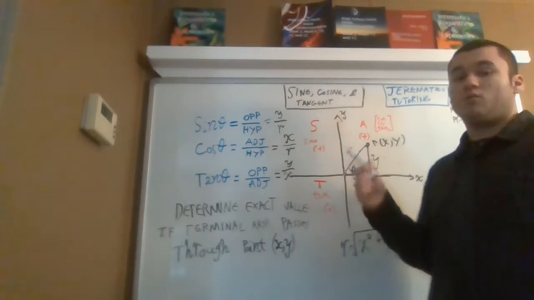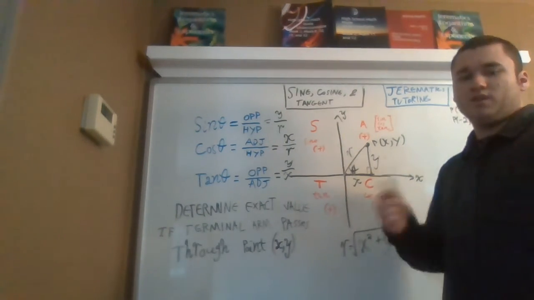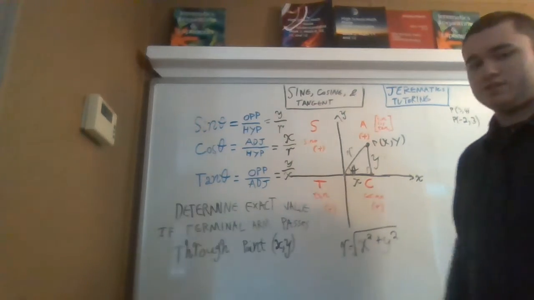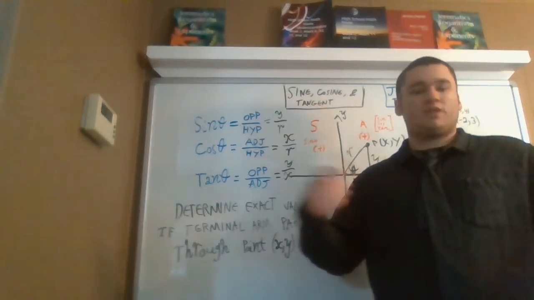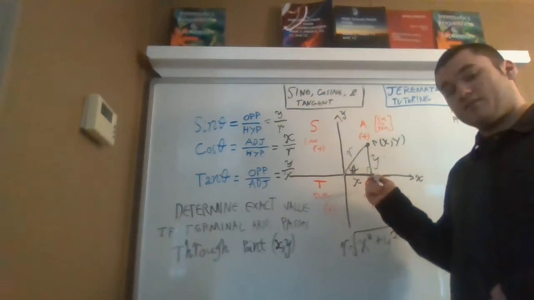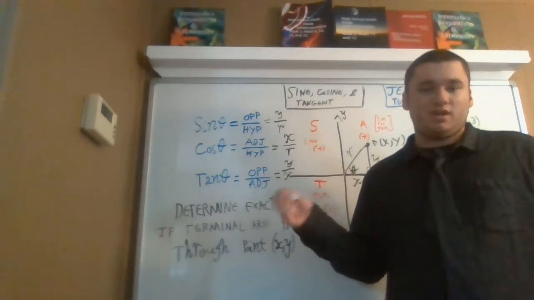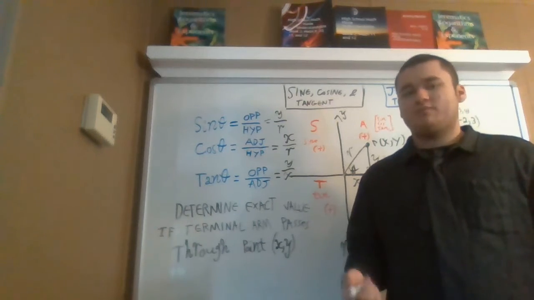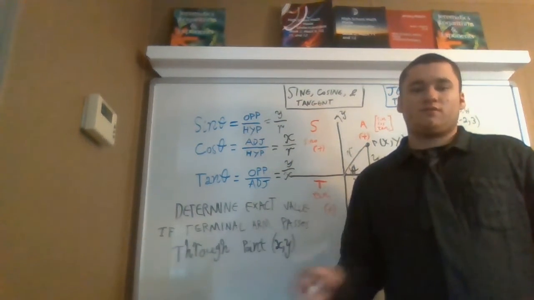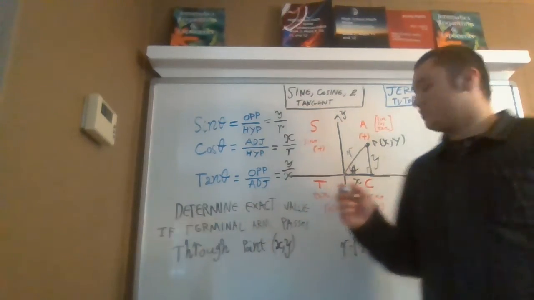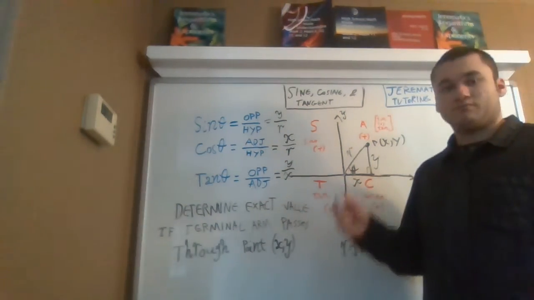So for example, sine, y over r. We divide a negative by a positive, we get a negative. Sine is negative in this quadrant. What about cosine? X over r. We divide a positive by a positive, we get a positive. That's why only cosine is positive in this quadrant. Well, what about tangent? Y over x. What's y divided by x? Well, a negative divided by a positive gives you a negative. So that means that tangent is negative in this quadrant as well. The only one that's positive is cosine.